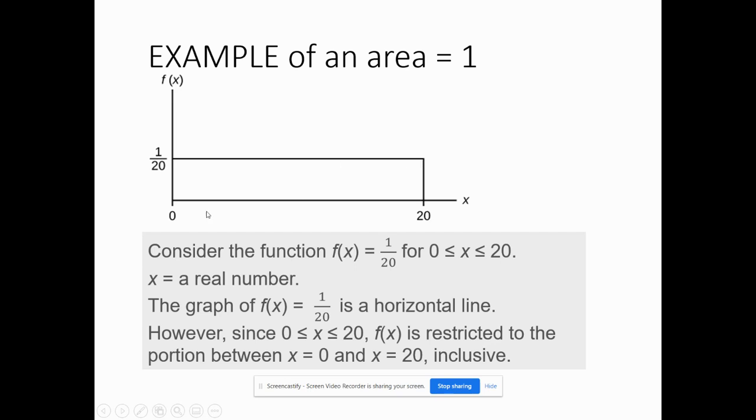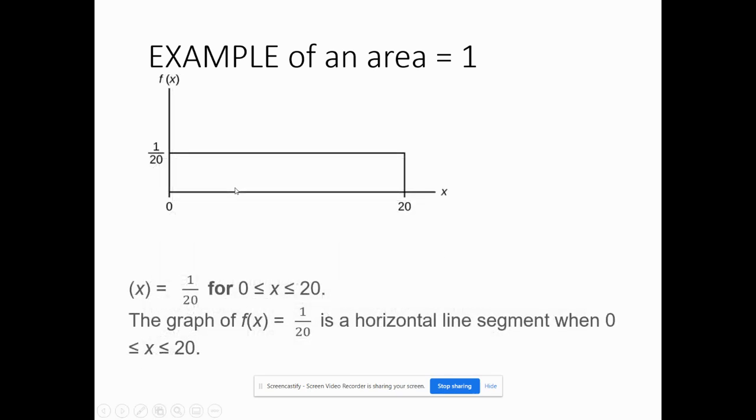Okay, so since x is between 0 and 20, I'm going to restrict anything to between these 2 points, 0 and 20. So this rectangle here, because I've made those parameters, equals 1. So again, I'm looking from this line here to here, and all of it equals 1.